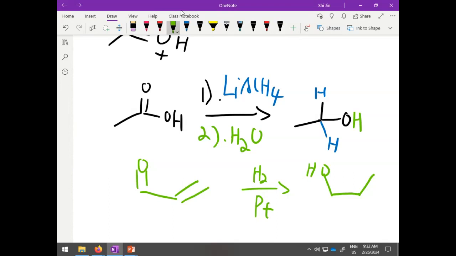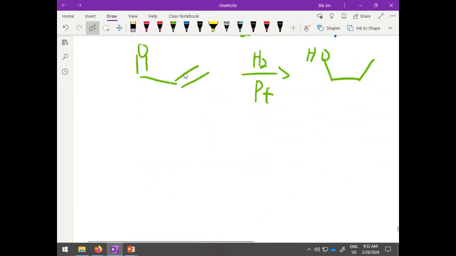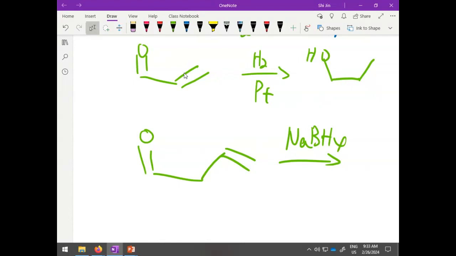It's hard. I'm not saying impossible. There's a subtle reactivity difference, but it's really hard to selectively reduce one of them. But if you use sodium borohydride or lithium aluminum hydride to reduce this guy, you guess which one will be reduced? Let's say if you use sodium borohydride, which one will be reduced, if you guess? Which one? That's the carbonyl carbon. Thank you.